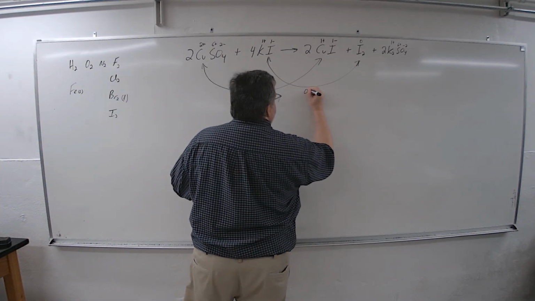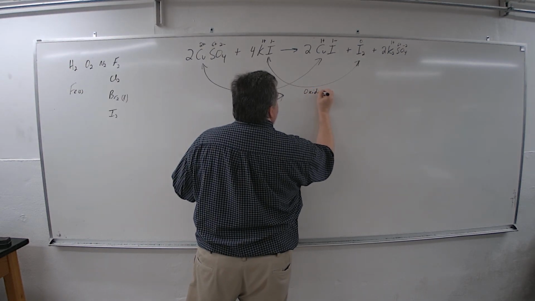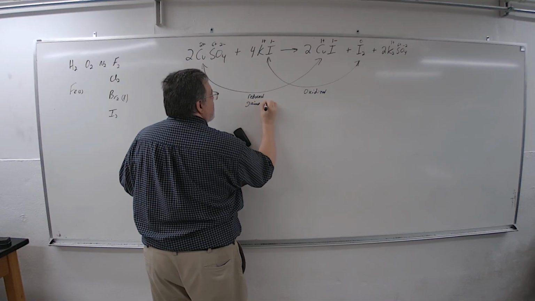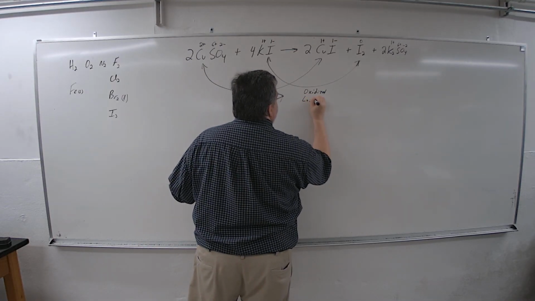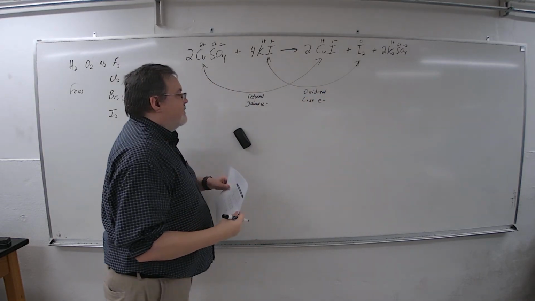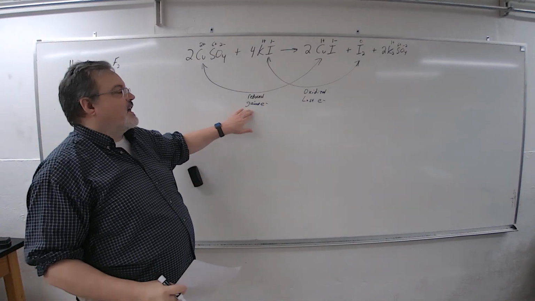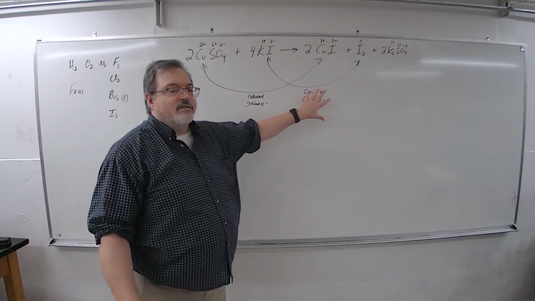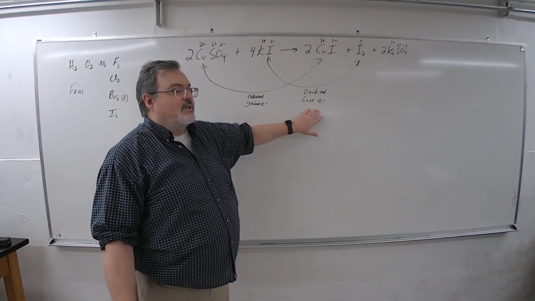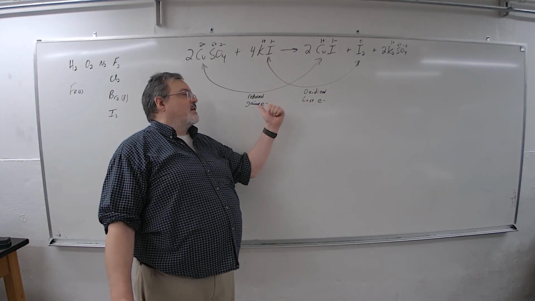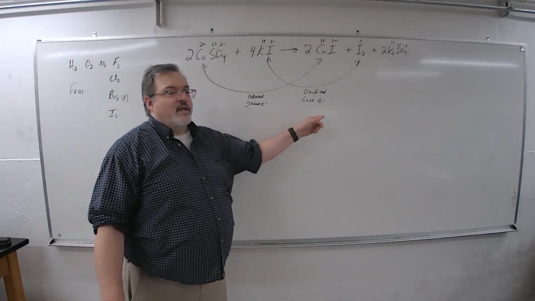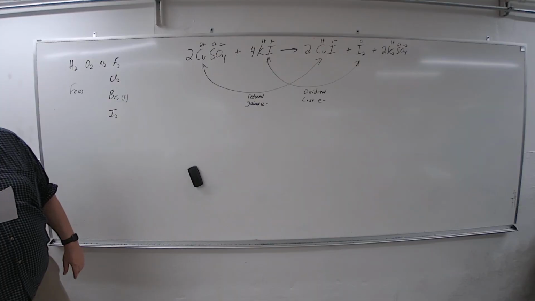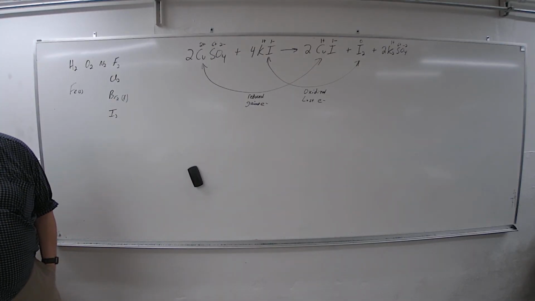Which means this oxidized. This gained an electron, this one lost an electron. And of course, this is the oxidizer, it's the oxidizing agent. It caused oxidation here. This is the reducing agent because it caused reduction here. Because of that electron swap. Electron transfer. You guys okay?